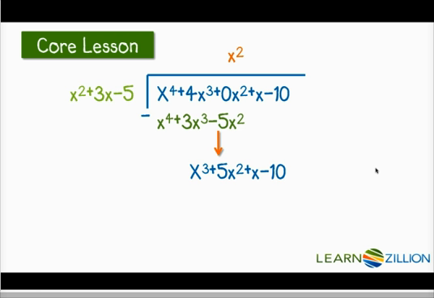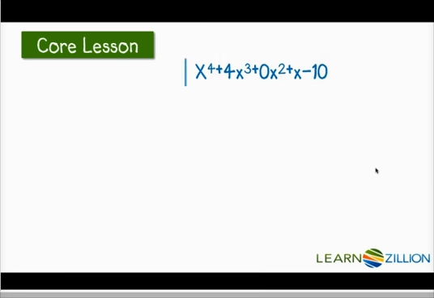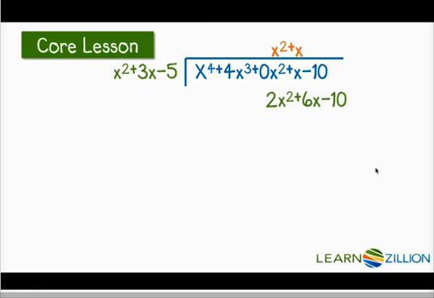Next, I look to see how many times x squared can go into x cubed. Well, it's x times. So just like I did before, I'm going to distribute that x to my entire denominator. That gives me x cubed plus 3x squared minus 5x. I want to then subtract those two things. And again, simply picking up where we left off, when I subtract those, I get 2x squared plus 6x minus 10.